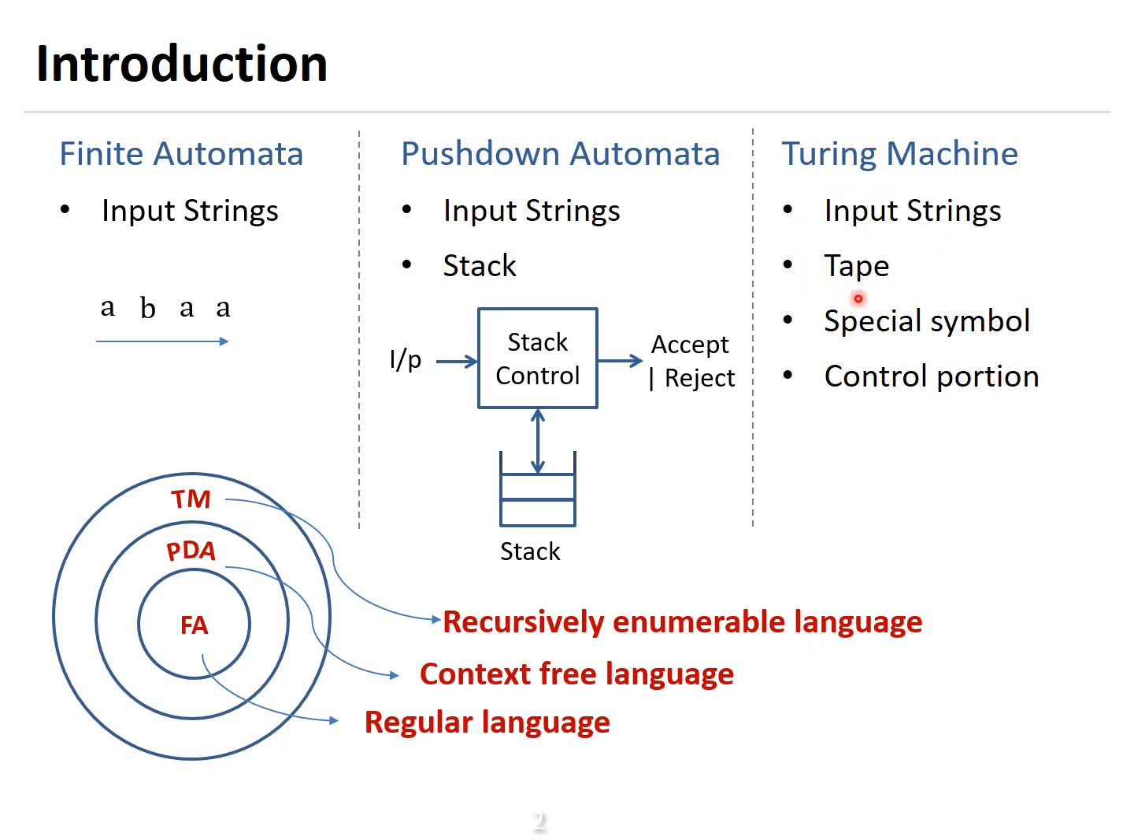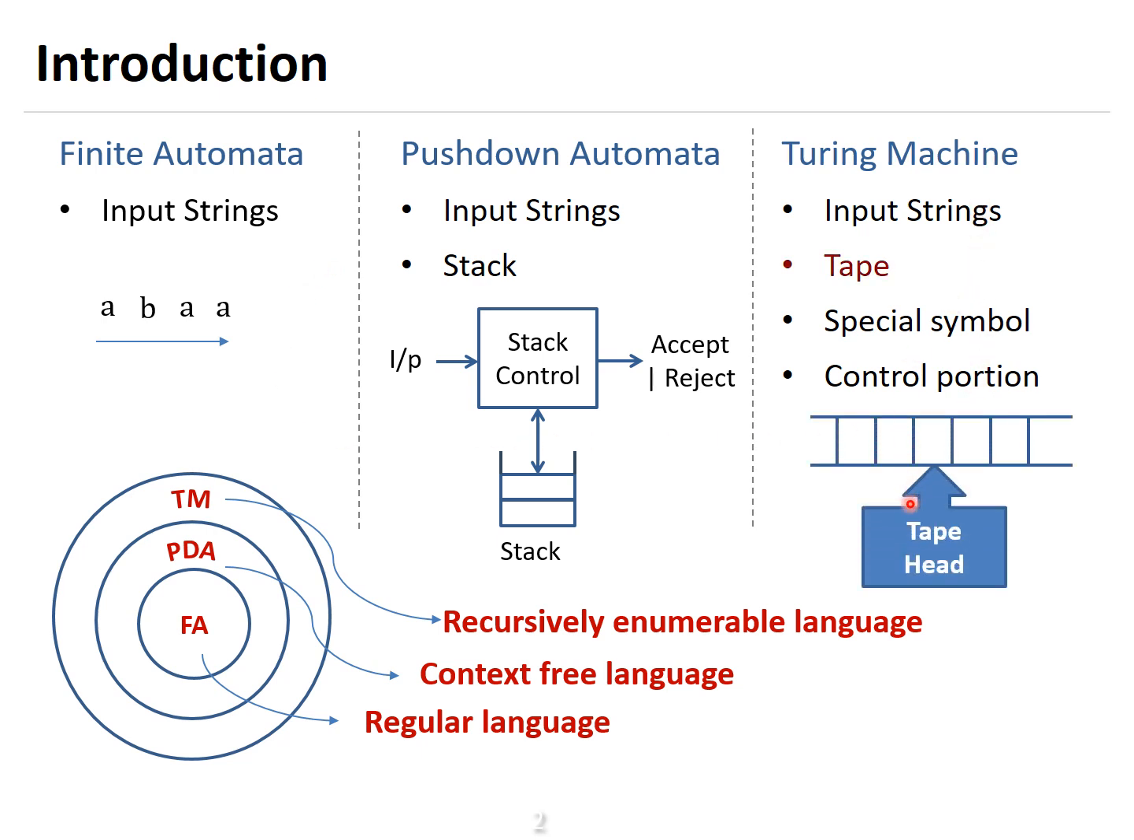The Turing machine data structure will be like this: input string, tape, a special symbol, and a control portion. This control portion is available in finite automata as well, but the tape is additional. So the tape looks like this. You have an input, and the tape head points to the input tape. There is A, B, B that can be read, and on either side of the input there is a delta. A delta indicates a blank symbol, which indicates the end mark.